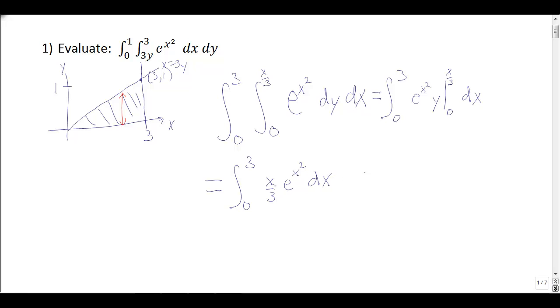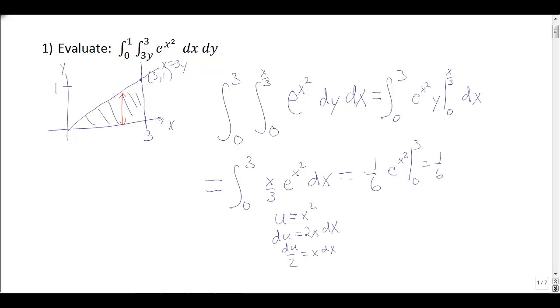And now I have this x out here when I integrate with respect to x, and I can actually use that to let u equal x squared. And then du is 2x dx. And so this integral is, let's see, x dx is du over 2. So we have the 1/3, but we pick up a 1/2. So we get a 1/6. And we have an integral of e to the u, but that's just going to integrate to e to the u, which is e to the x squared. We go from 0 to 3.